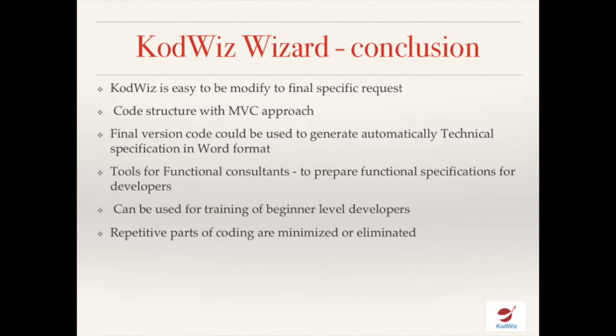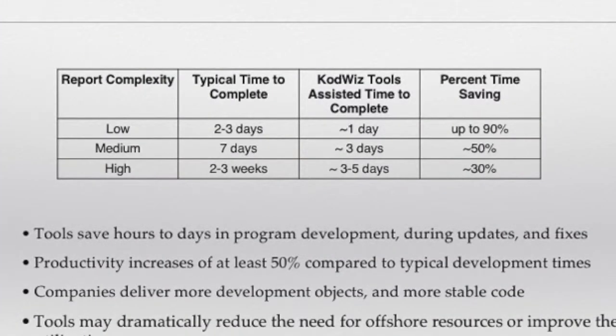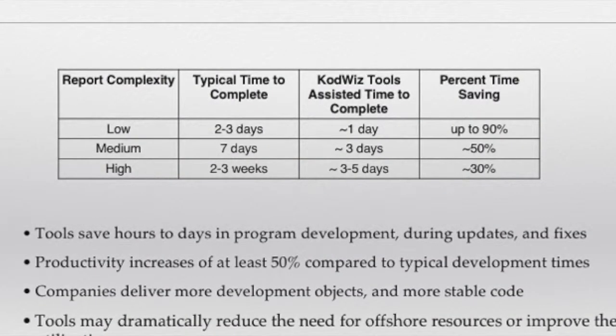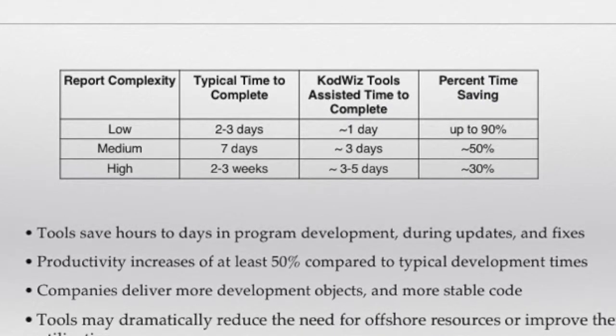KodWiz uses SAP database data to create a specific data model related to the required development task. Generated code will be structured following best practices. It can be used for training beginners in basic coding approaches in ABAP development as well. Repetitive parts of code are minimized or completely eliminated. We estimate that for a simple development object our tool will save up to 90% of the development time.